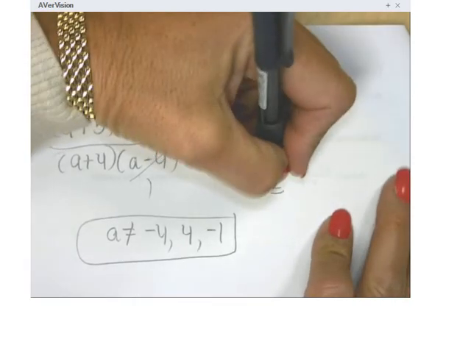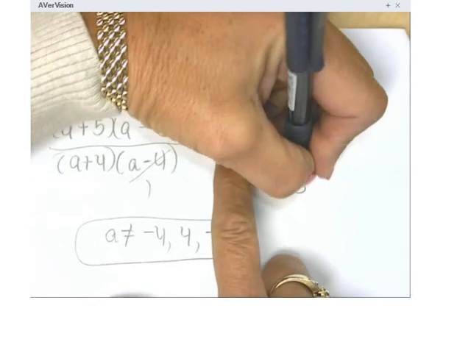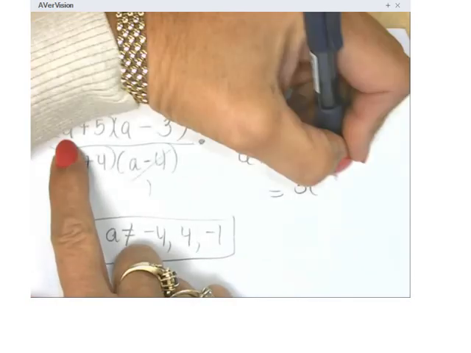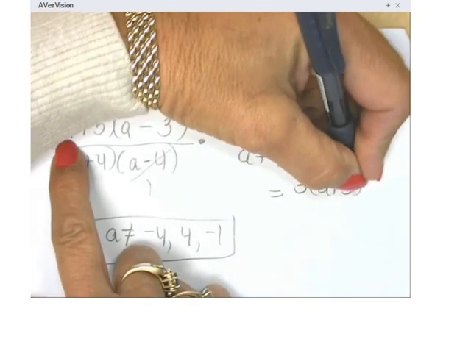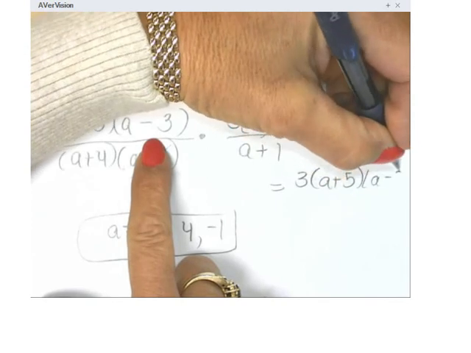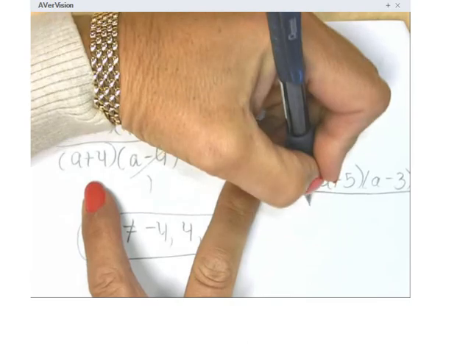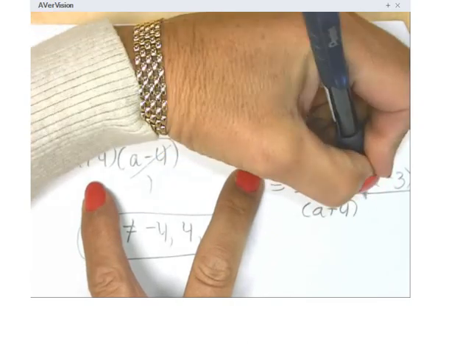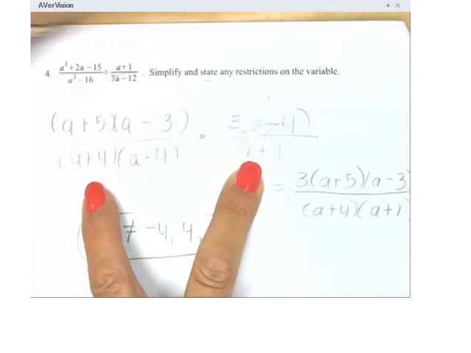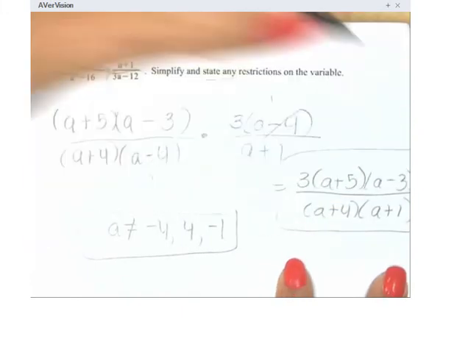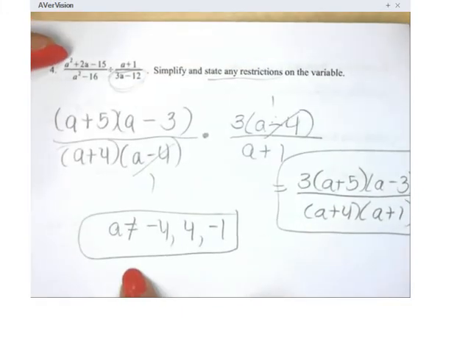So what do I have left? I have a 3 on top. I have an a plus 5, an a minus 3, and down in the bottom I have 2 factors. You can put them in either order you want. Now once again, that answer is sufficient with these restrictions.